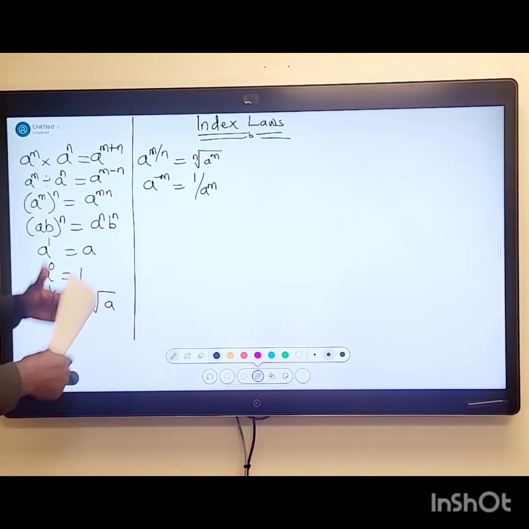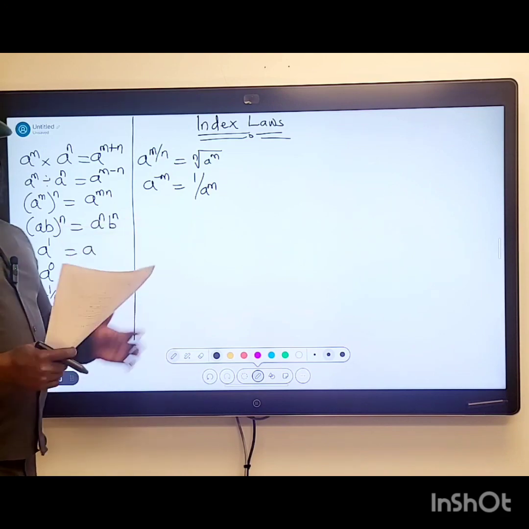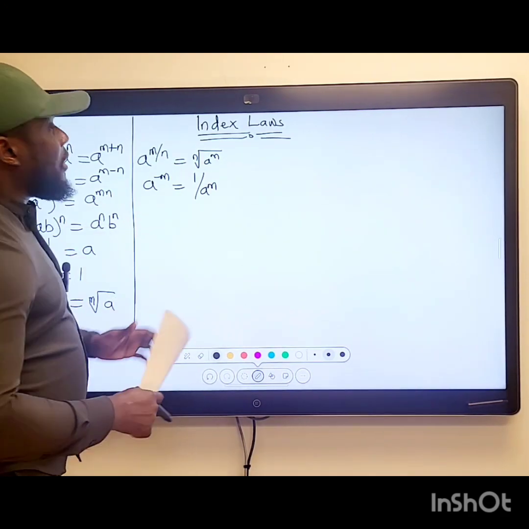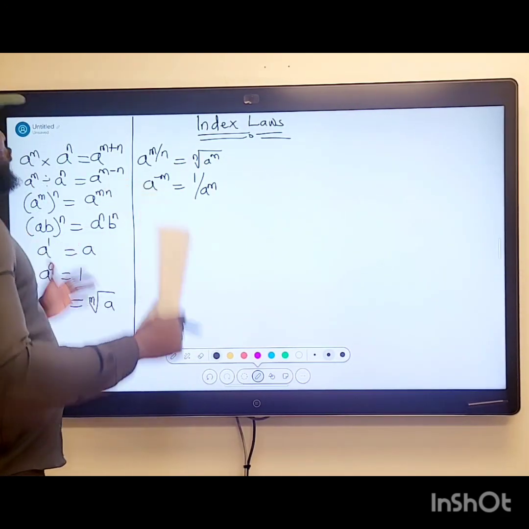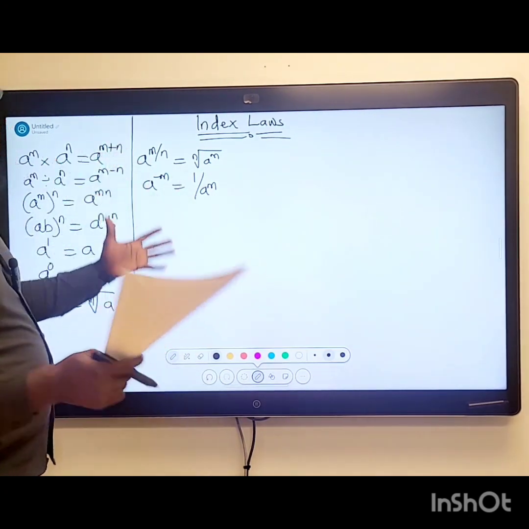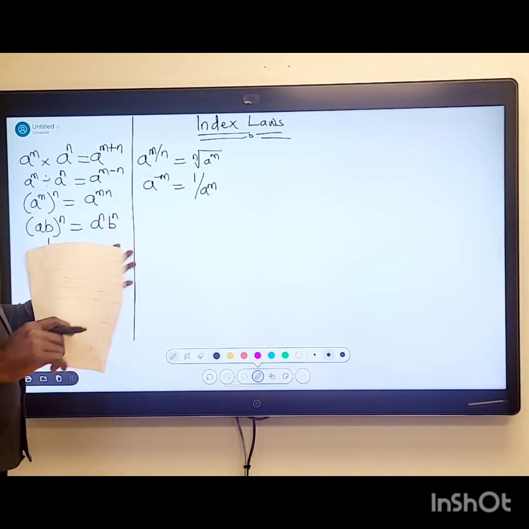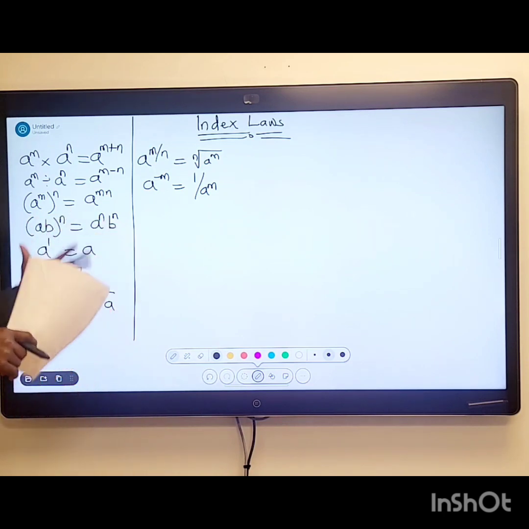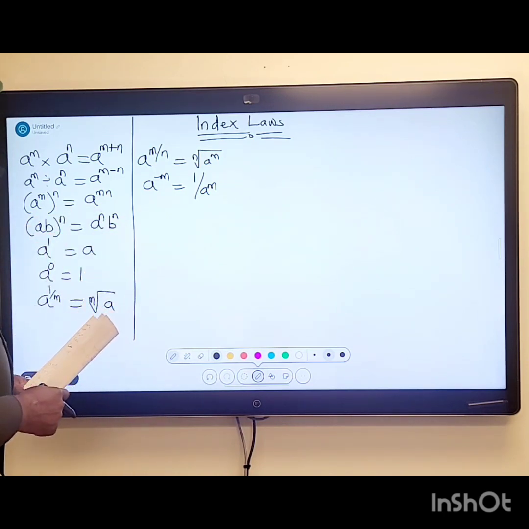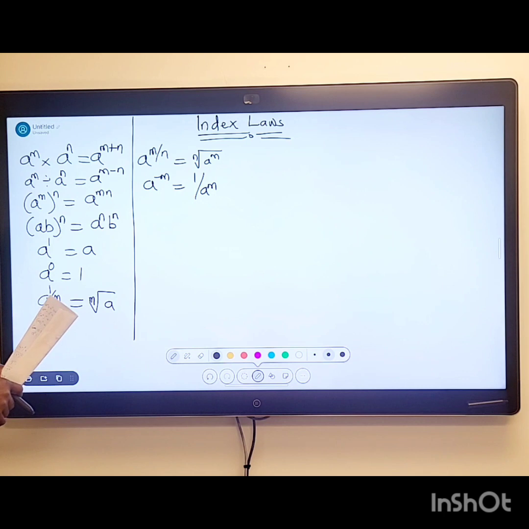Index law, you can also see it as exponential law or exponential properties. This should be grade 6, grade 7, and probably grade 8. A little of grade 8, you will come across this. So now, before we go in, let's explain what an index is.